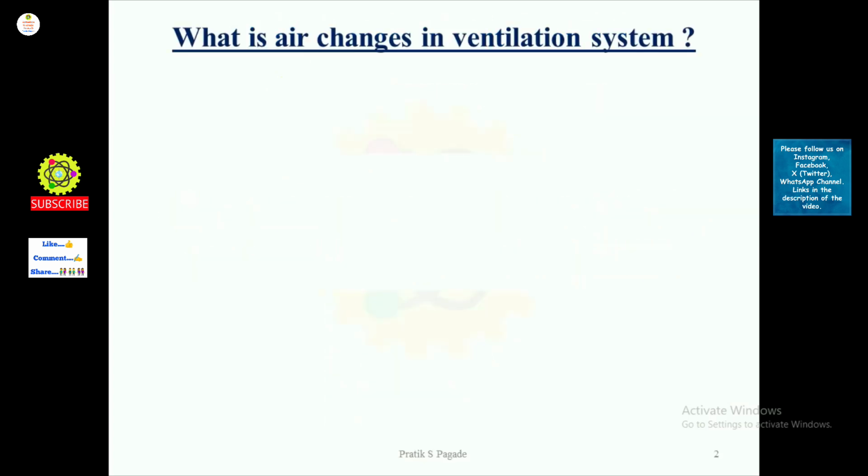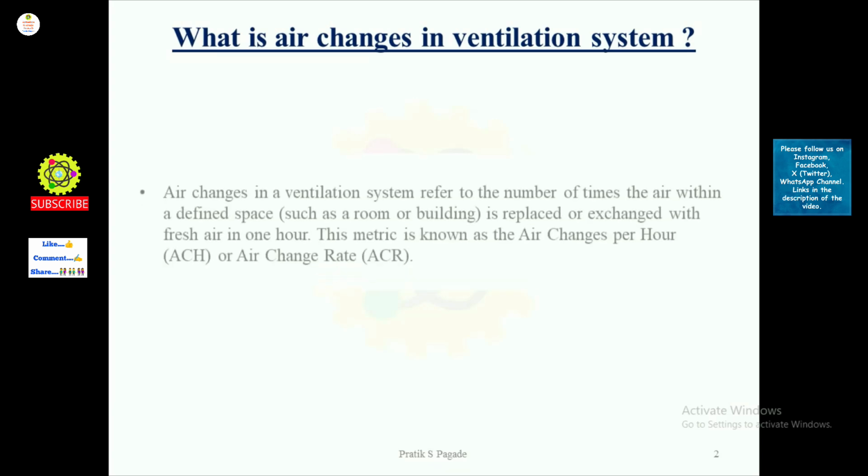So here let's see first what air changes are in a ventilation system. Air changes means there is an exchange between the room air and the fresh air. This is called air changes. It is calculated on a per hour basis. So let's see the definition here.